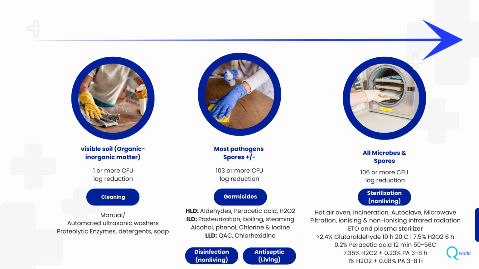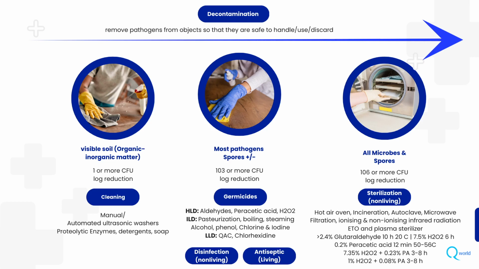So we have discussed cleaning, disinfection, antisepsis and sterilization. Now the last one is decontamination. Decontamination is this entire process which removes pathogens from the object so they are safe to handle, use or discard. So I can say decontamination is a very broad term and it involves cleaning as well as disinfection or sterilization. So I hope this is very clear.